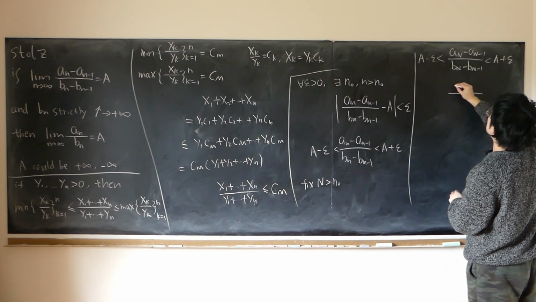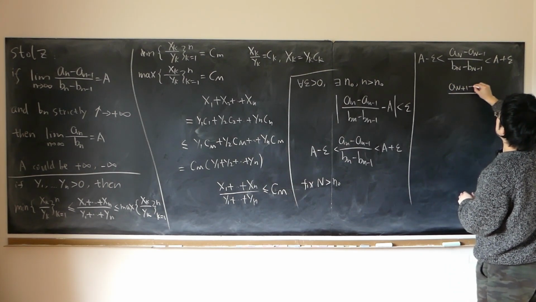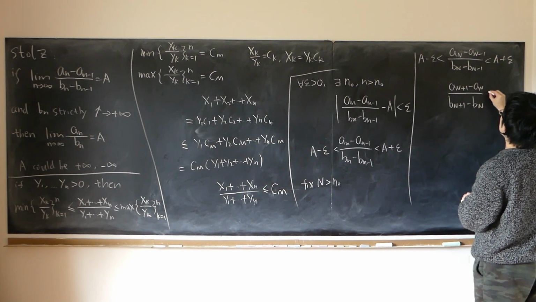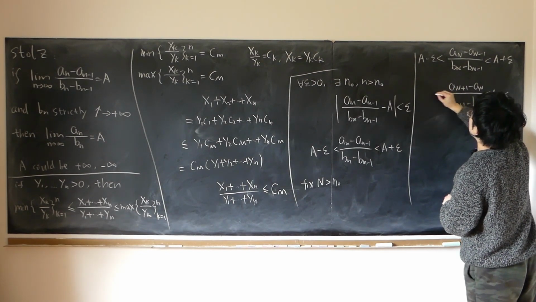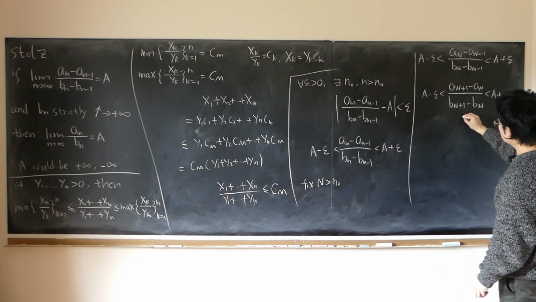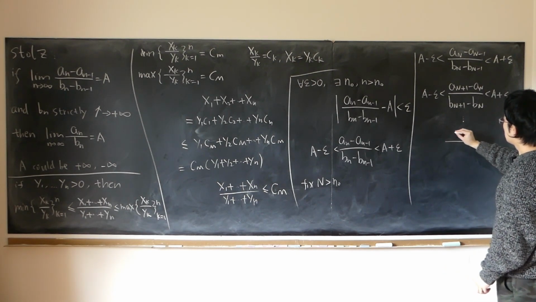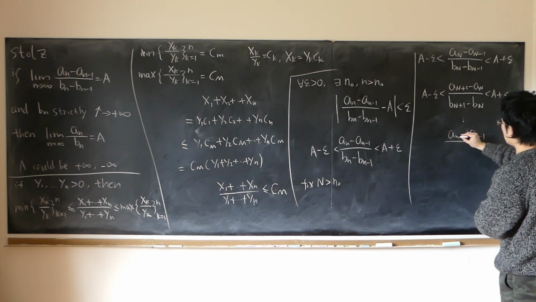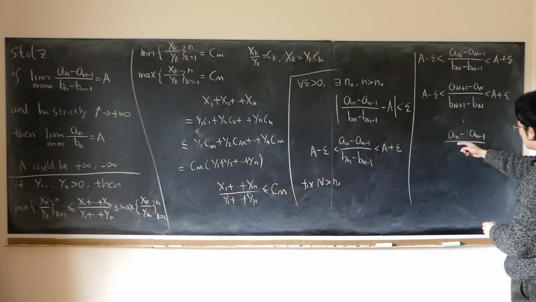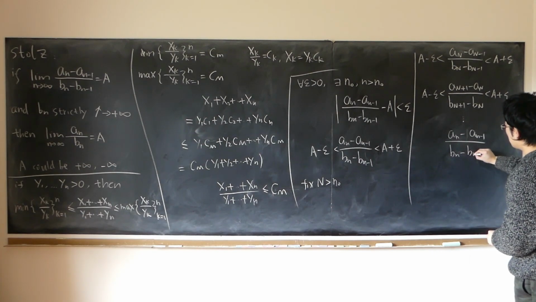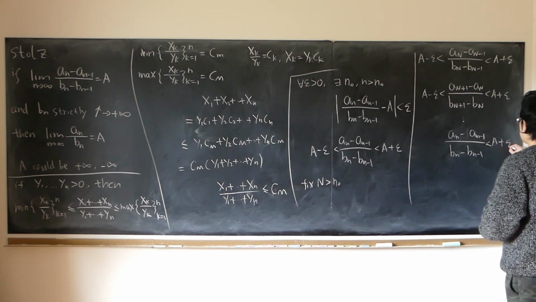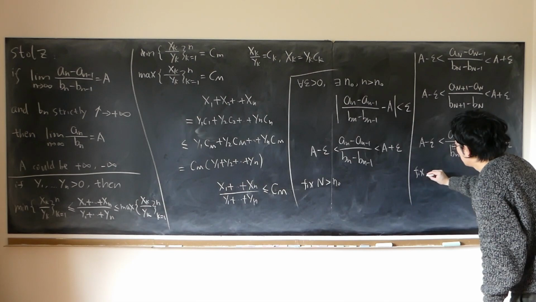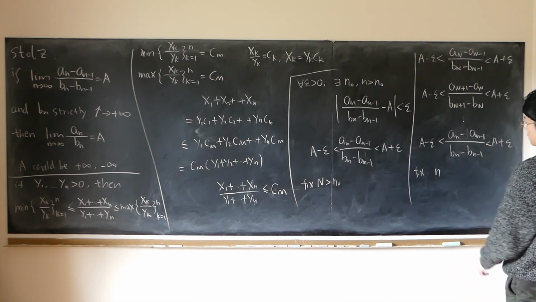And likewise, (a_{N+1} - a_N)/(b_{N+1} - b_N) is less than a plus epsilon and larger than a minus epsilon, and so on and so forth, up to (a_n - a_{n-1})/(b_n - b_{n-1}), where little n is fixed, large enough, and also less than a plus epsilon, larger than a minus epsilon, where little n is also fixed but large enough.